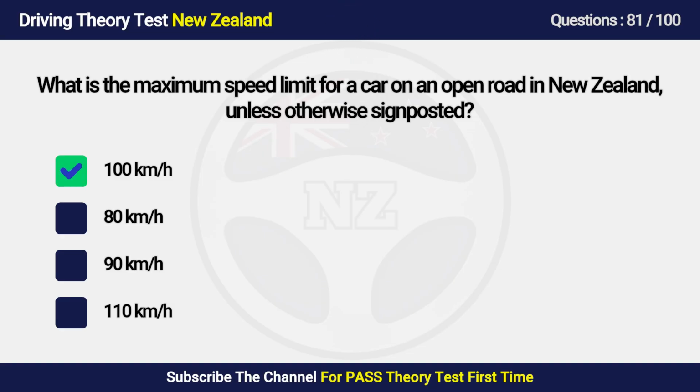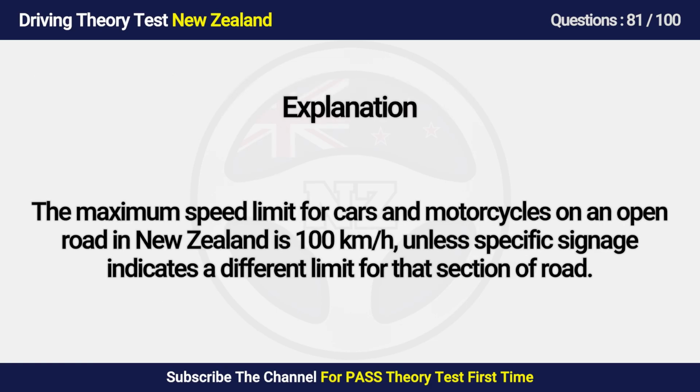Answer is A. 100. The maximum speed limit for cars and motorcycles on an open road in New Zealand is 100, unless specific signage indicates a different limit for that section of road.